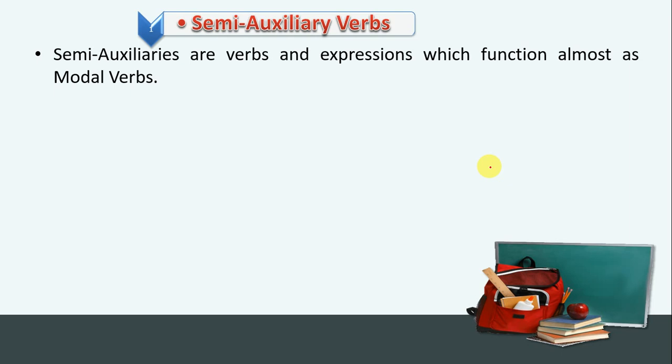Dear students, what are modal verbs? Inshallah, we will discuss modal verbs in upcoming classes. In the second semester we will study modal verbs. So here we will study semi-auxiliary verbs. We studied the present simple auxiliary verbs, and now we are talking about semi-auxiliary verbs. In the second semester we will be discussing modal verbs, right?